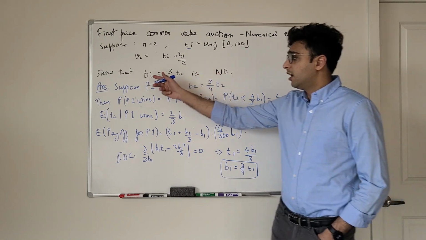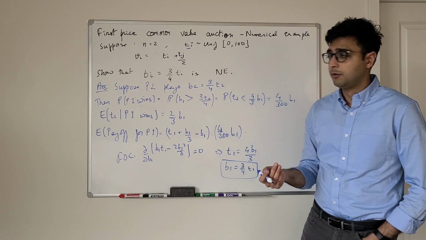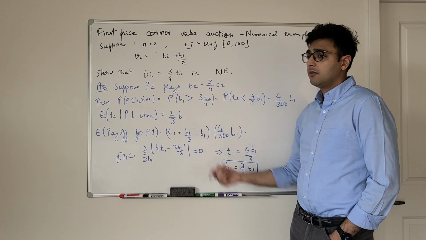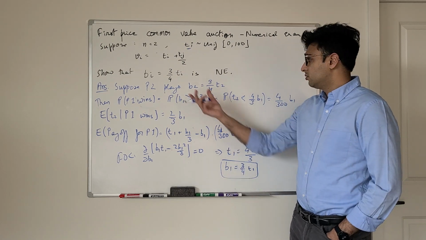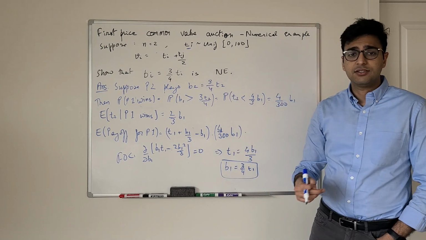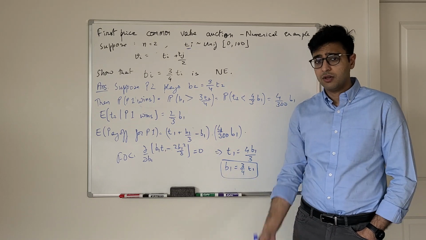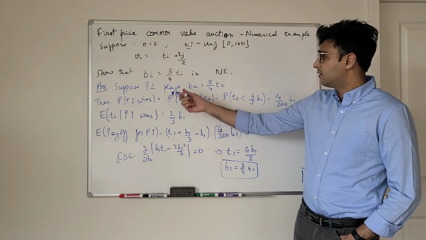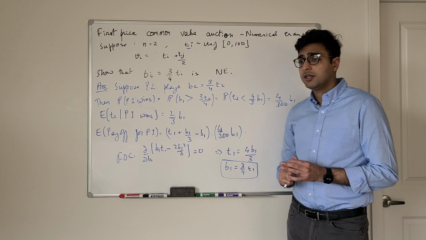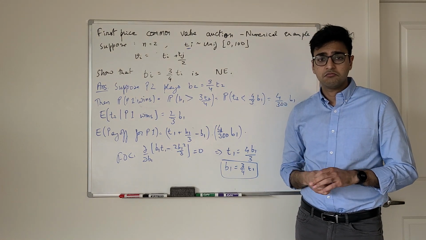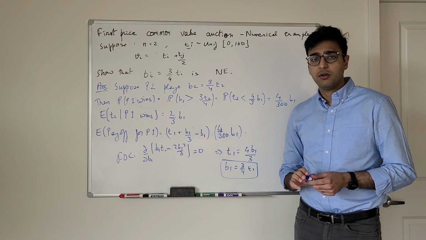Show that Bi, which is the bid for player i, is equal to 3 divided by 4 Ti. That bid function is a Nash equilibrium. Now how do we show that? Well, first we suppose that player 2 plays B2 equals 3 by 4 T2. So just suppose that player 2 follows this bid function.